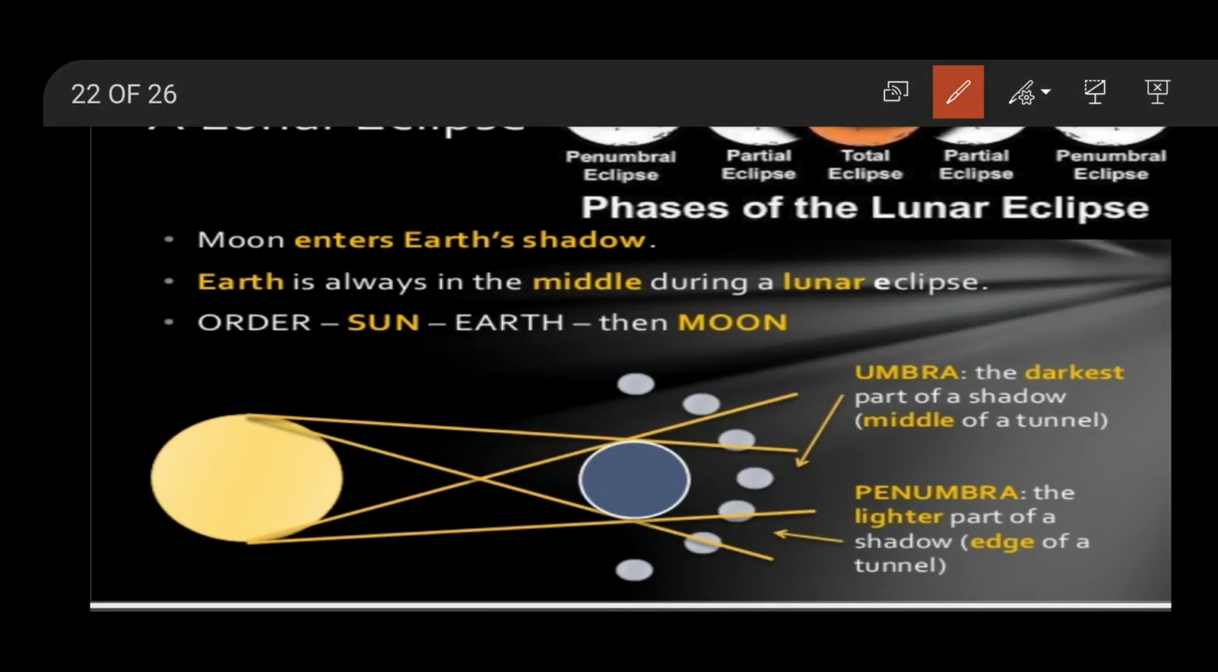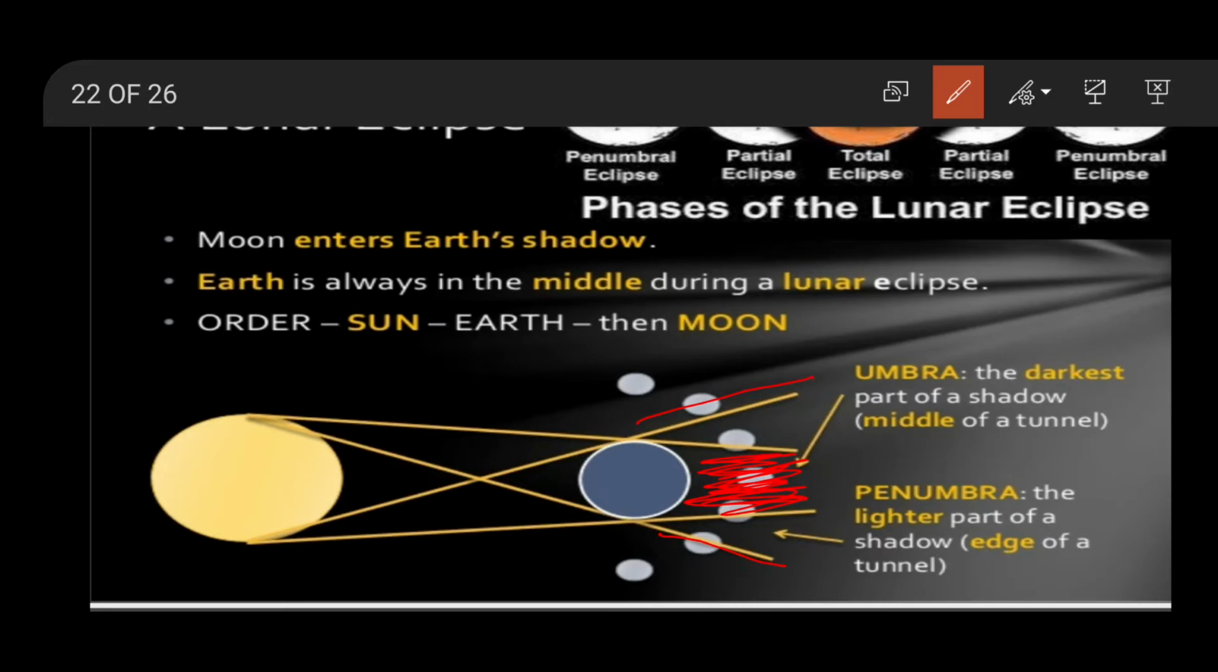Here the darkest portion is the umbral region, which is in the middle of the tunnel. Here you can see in between this region, it is the darkest region where the shadow is formed, and this is the umbral region where the total lunar eclipse takes place, and the outer lighter part at the edges of the tunnel is where the partial eclipse takes place, in this penumbral region.